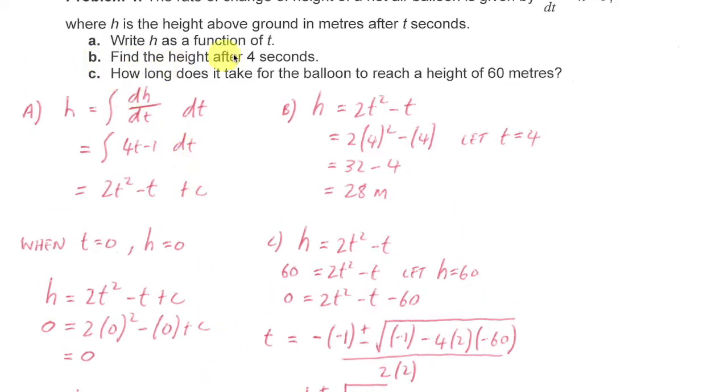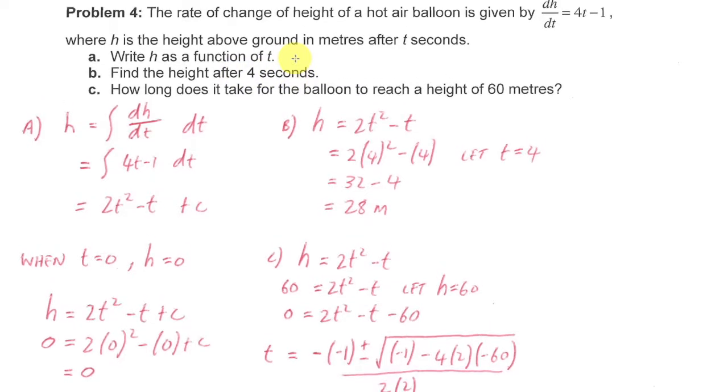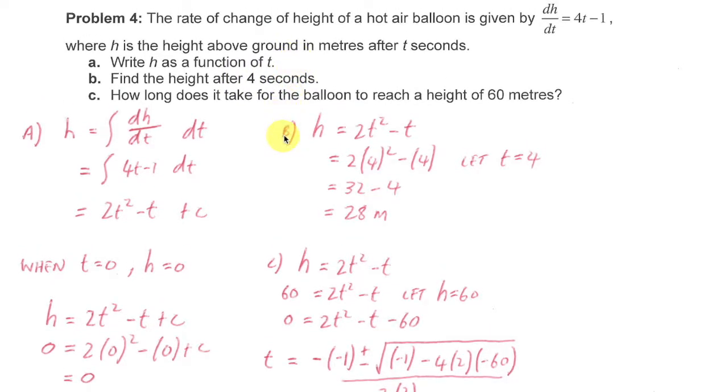B, find the height after 4 seconds. So now what I need to do is substitute t equaling 4 into the h function. So here's my height given by this rule here. Let's sub in t equaling 4, and you can see we produce 28 meters.